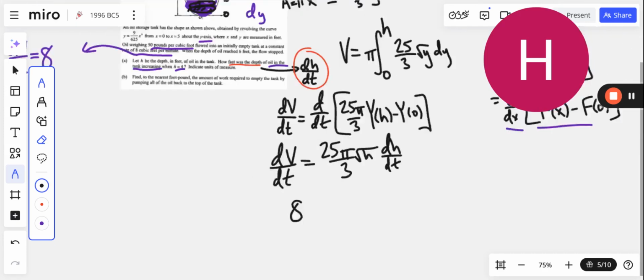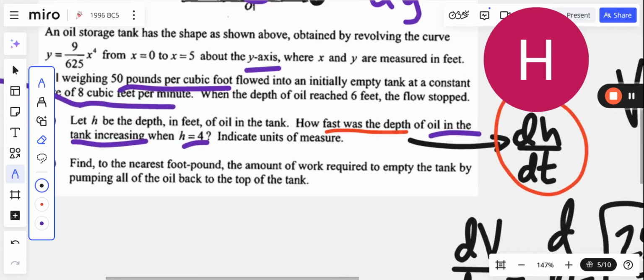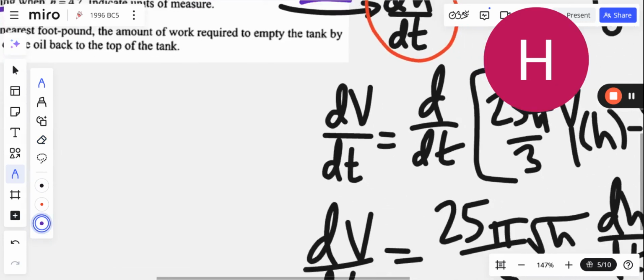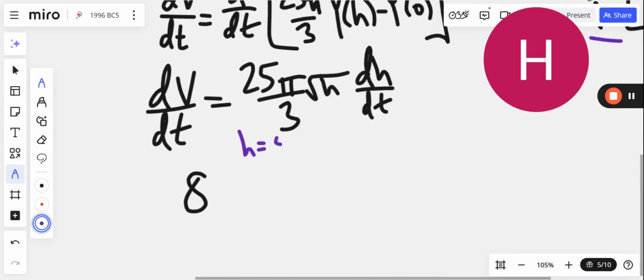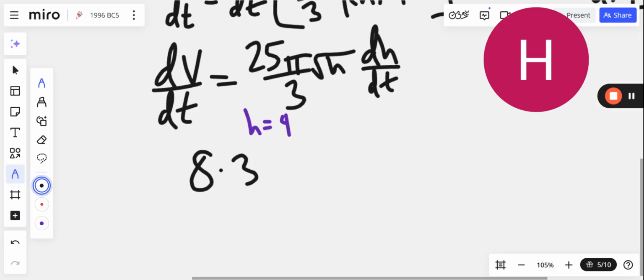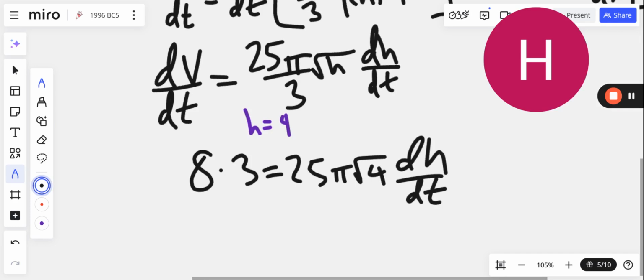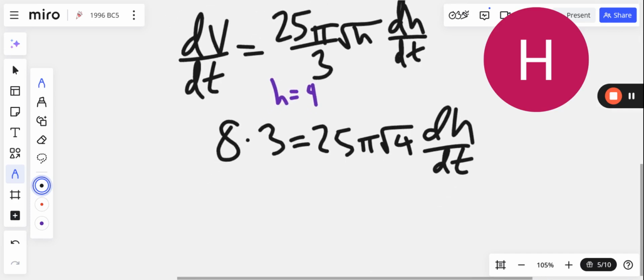Now, they're telling us a specific moment here. They're saying when h is equal to 4, we have to also use this condition. So when h equals 4, then we're going to end up with 8 times 3 equals 25 pi times square root of 4 dh dt. So therefore, we divide by 2, we divide by 25 pi as well. This could just be 12 over 25 pi is your dh dt.